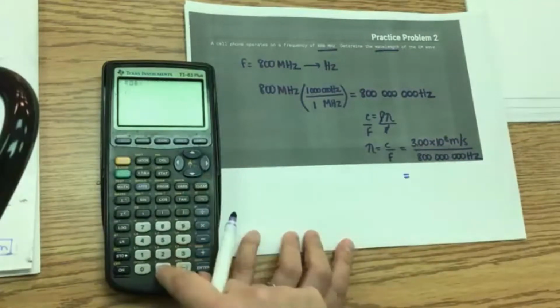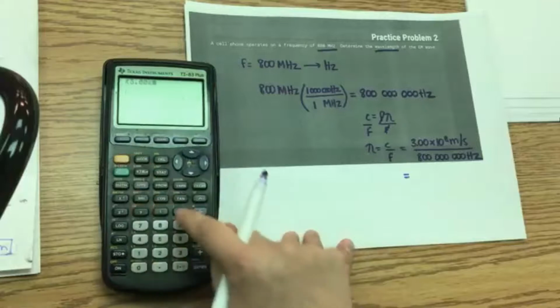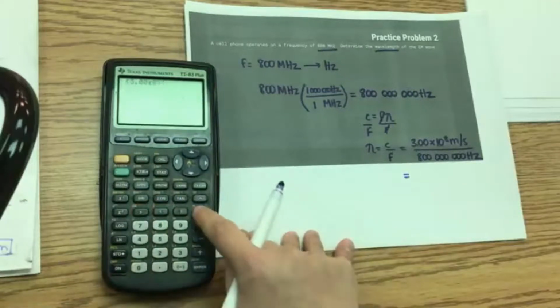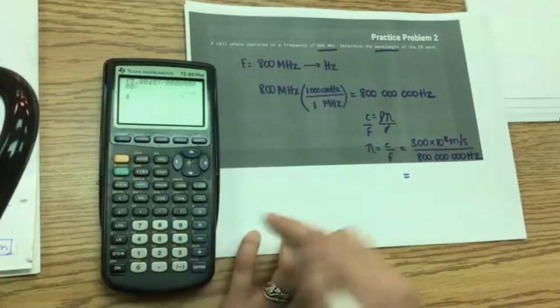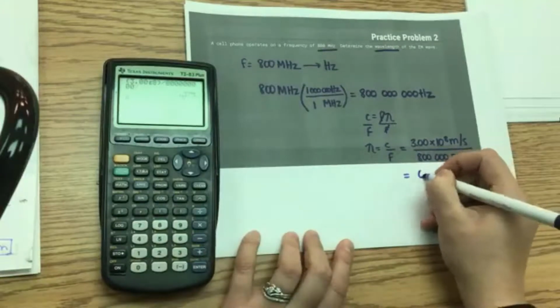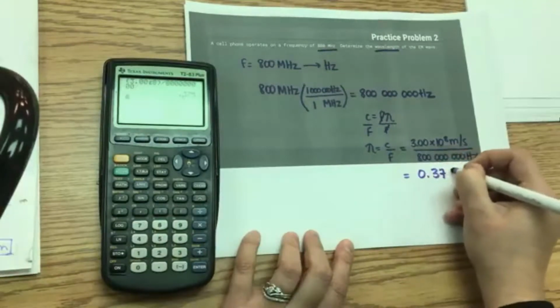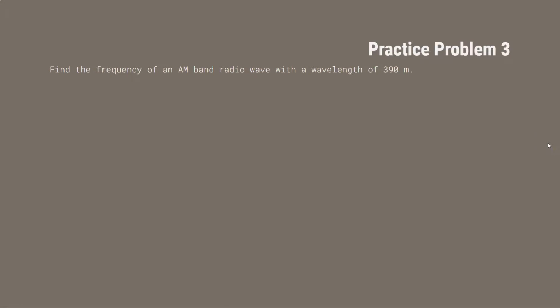So I'm going to type in my 3.00 times 10 to the 8. Remember, using your second function button and your brackets. And I'm going to divide it by 800 million. I'm going to end up with 0.375.